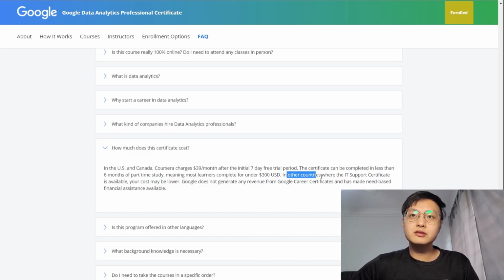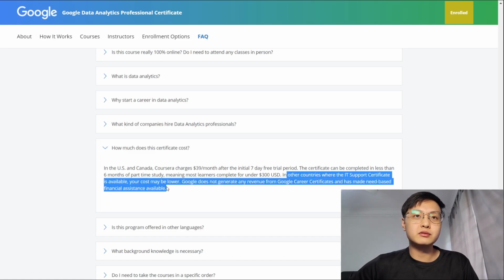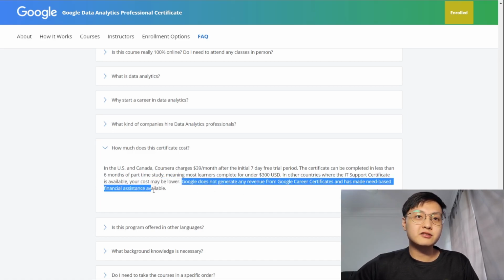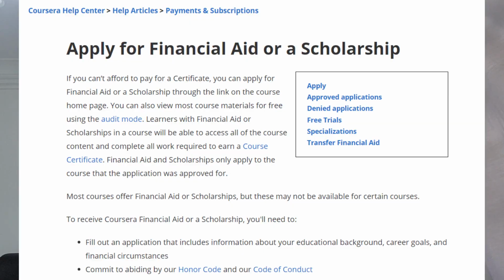In other countries where this certificate is available, the cost might be lower, but you do have to check the Coursera website for your country specifically for more information. Currently, it is stated that Google does not generate any revenue from these certificates and has some need-based financial assistance available as well. So if you can't afford the $39 a month, you can also apply on their financial assistance page.